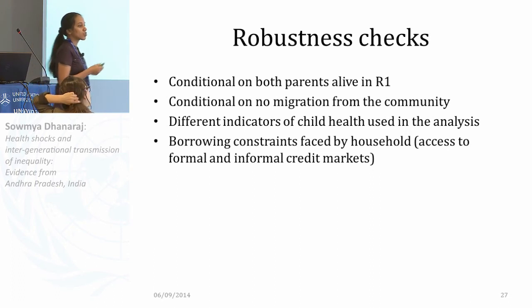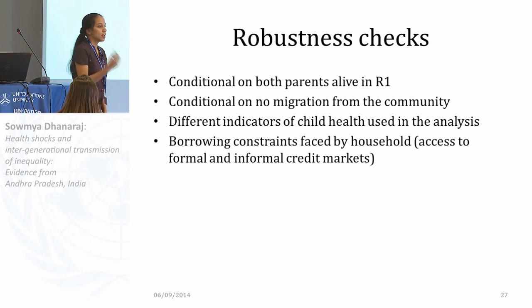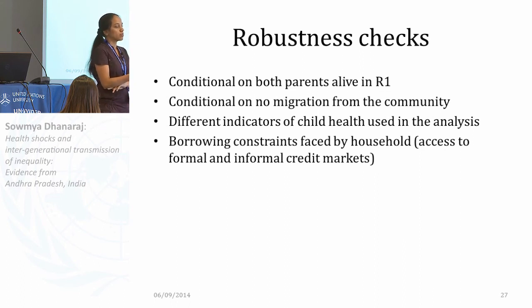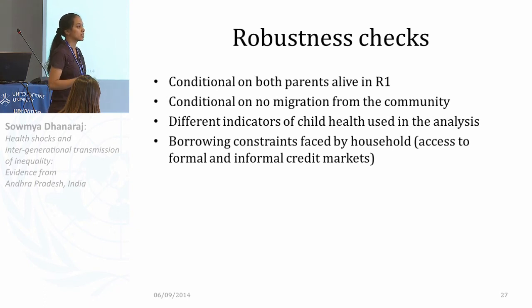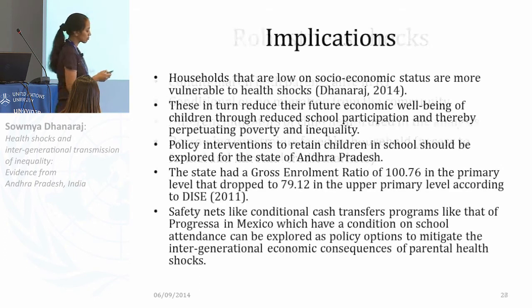Then I use different indicators of child health in my analysis. For example, I use changes in BMI, and changes in height-for-age and weight-for-age Z scores. I also use indicators of self-reported health shocks, like health shocks reported by the parents of the children, for example, if the children face any serious illness or injury during the period. And in the literature, we find that access to the credit market is a very important factor that affects investment in children's human capital. So I also use indicators for borrowing constraints faced by the households, like access to formal and informal credit markets, whether they are able to borrow, whether they borrow at very high interest rates, or from moneylenders, and so on.